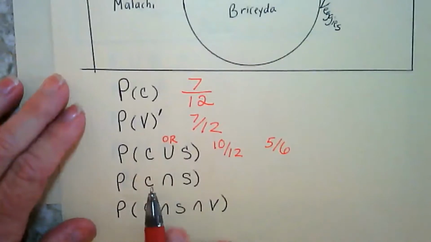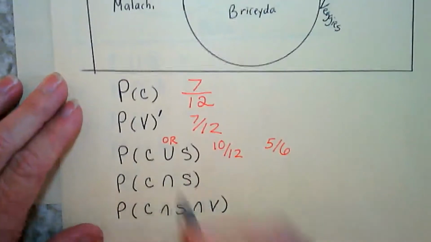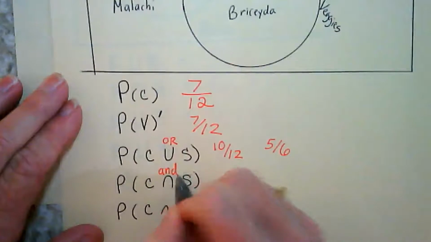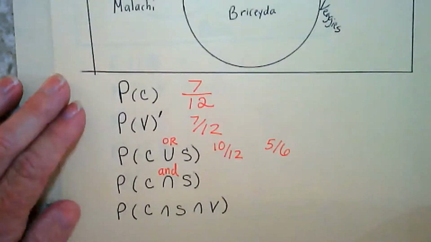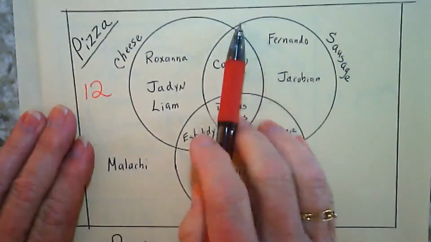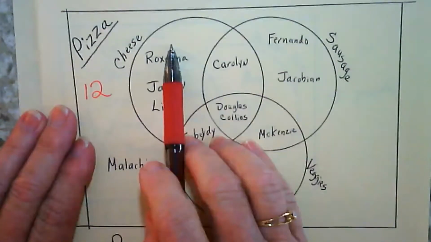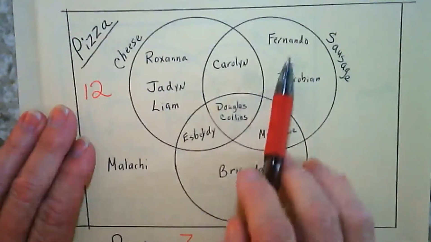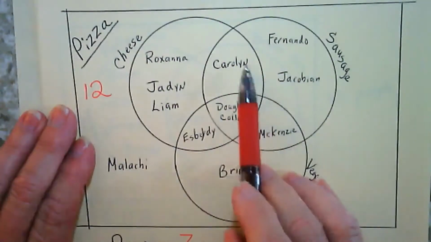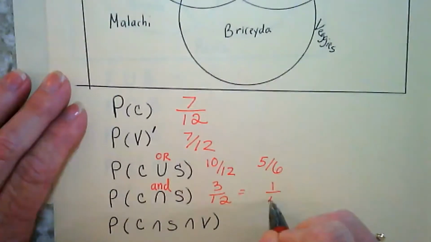Okay, next one. What about those people who are in the cheese and in the sausage? So when I talk about intersection now, I'm talking about the word and. Who are the people who like cheese and sausage on their pizza? Well, that would be me if I was in here. So I have to be in the cheese circle and I have to be in the sausage circle. So the people who are in both cheese, this circle, and sausage, this circle, are Carolyn, Douglas, and Collins. So that is 3 out of my 12 people, or 1 out of 4.